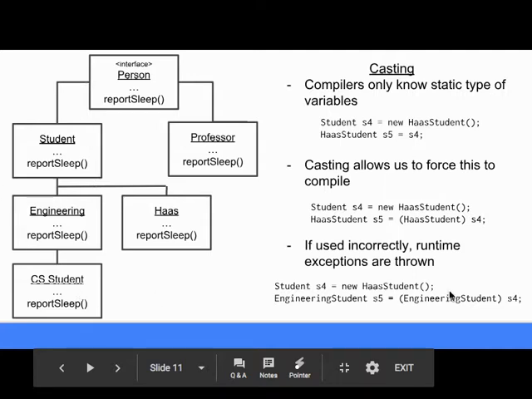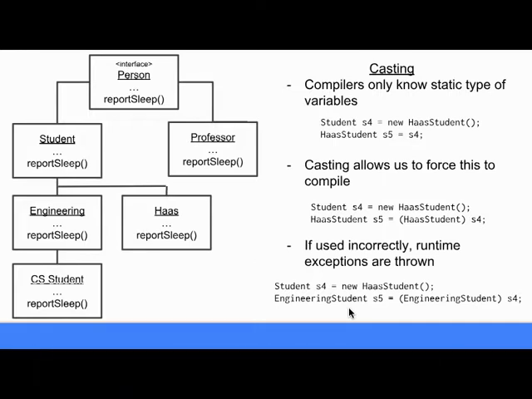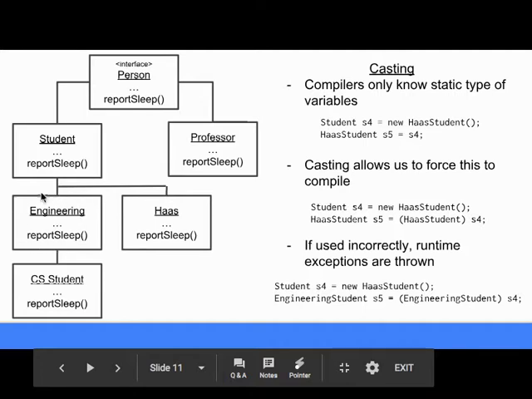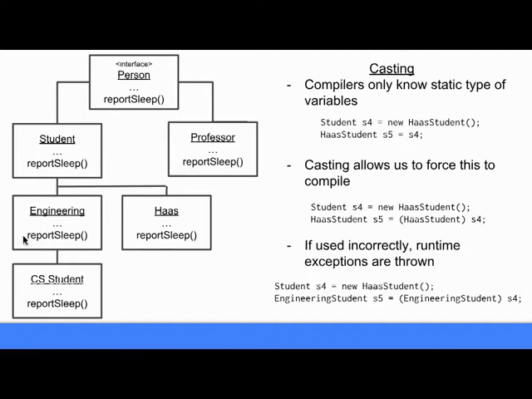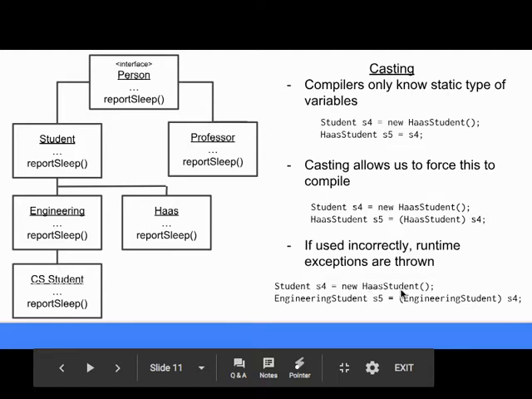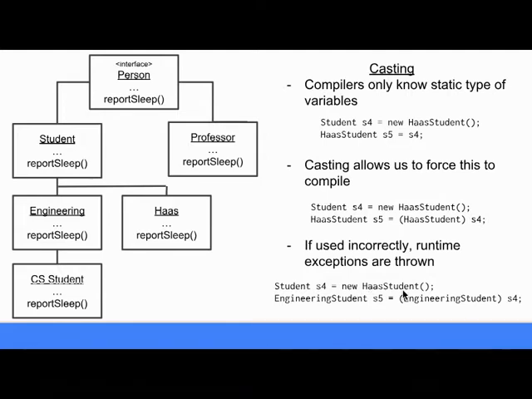So for instance, when we have this code, it's going to compile, and if we were to call a method with S5 that is a method in the engineering student class, basically during runtime, Java is going to look at the engineering class, realize that that method is not in here, it's actually in host, because S4 is actually a host student. That's when we get a bad cast exception. Any questions?